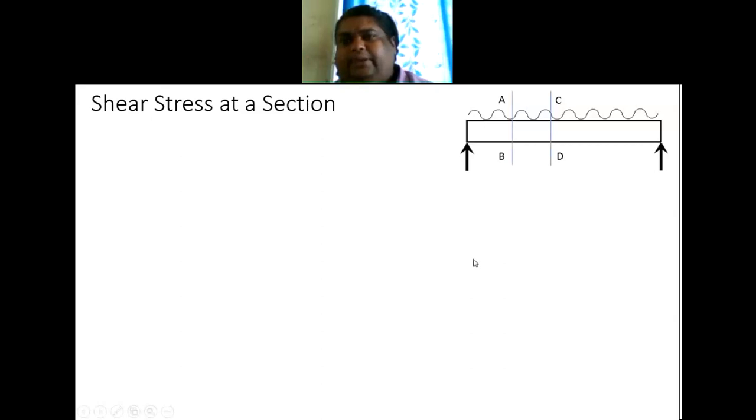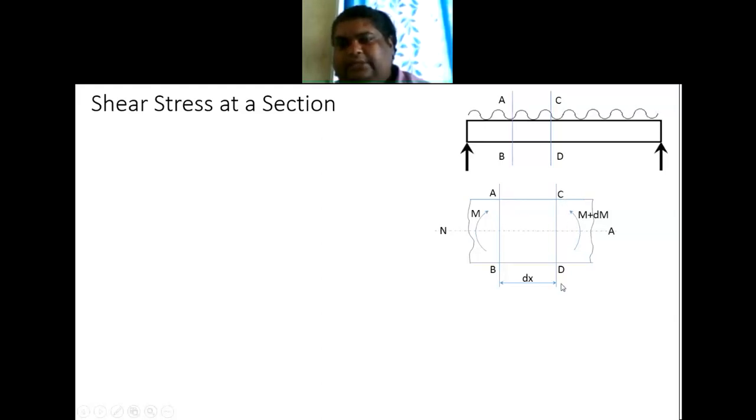Now in this beam, I am considering two sections, AB and CD. Okay, I am enlarging this particular section. So this is the AB section and this is the CD section. These two sections are apart by a distance dx, and because of the load on the beam, there is a bending moment applied. On the left side, the bending moment is M, and on the right side, the bending moment is M plus dM, right? And this is the neutral axis.